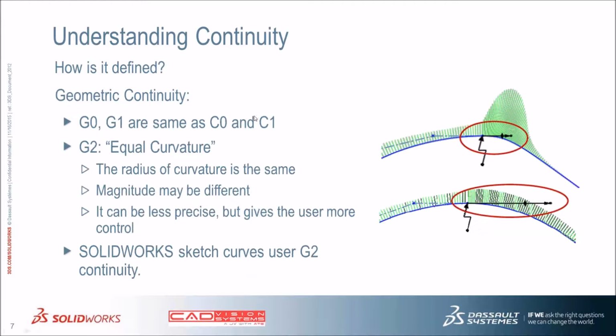Another way to define continuity is geometric continuity. G0 and G1 are basically the same as C0 and C1. However, SolidWorks uses G2 continuity. G2 refers to equal curvature. The radius of curvature is the same, but the magnitude can be different. It is less precise compared to a C2, but it gives the user more control. So you can see here, the magnitude may be different for a G2.